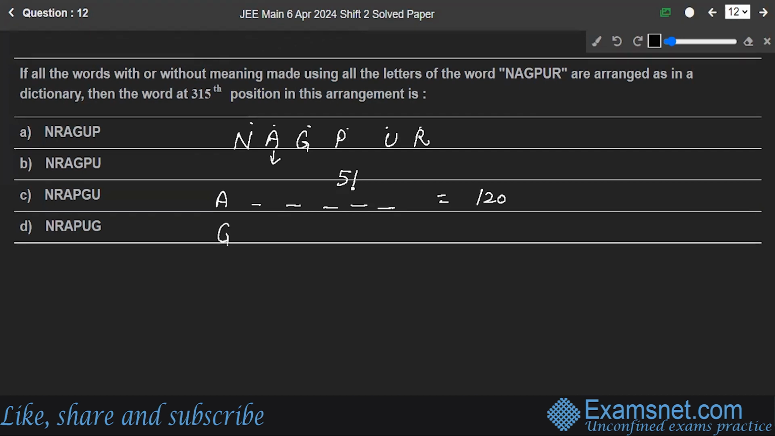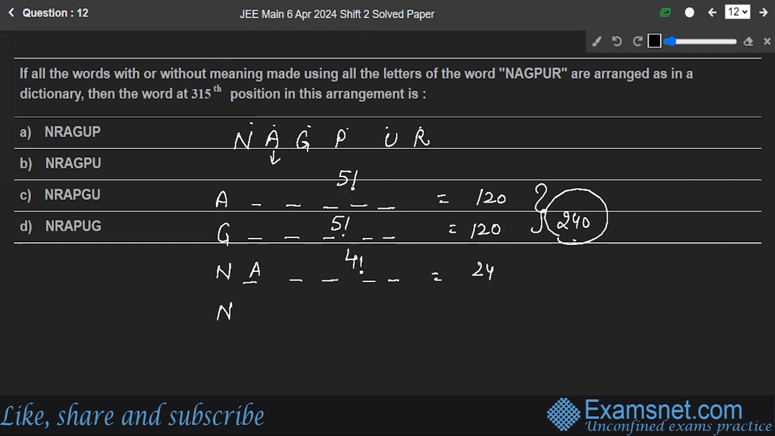After A, you have G. Again, 1, 2, 3, 4, 5. No matter what the position of every alphabet, this is again being filled in 5 factorial, that is 120 ways. Next alphabet will be N. So we have already reached 240 over here. After N, the next position will be held by A. 1, 2, 3, 4. This can be filled up in 4 factorial ways, which is equal to 24. Then you have N, G, which is 1, 2, 3, 4. Again, 4 factorial, which is equal to 24 ways.